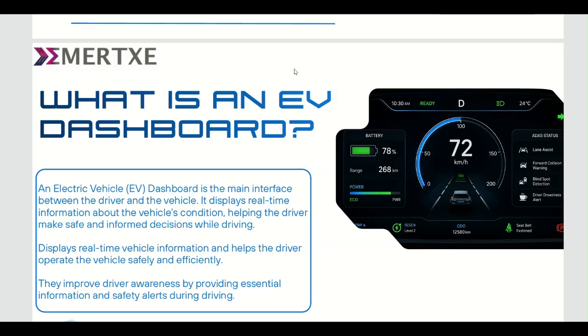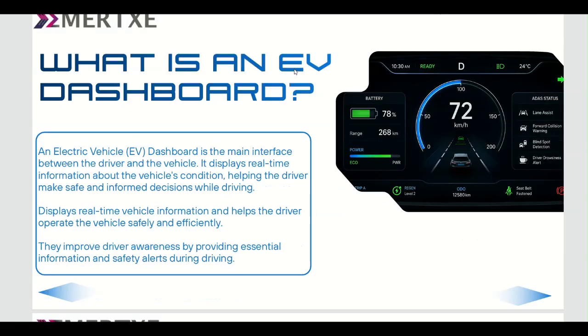The EV ADAS dashboard is the main interface between the driver and the vehicle. It displays real-time information about the vehicle's condition, and it helps the driver make safe and informed decisions while driving. The displayed information helps the driver operate the vehicle safely and efficiently.